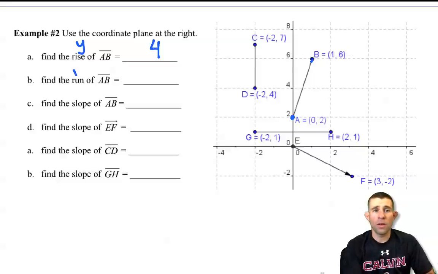Now let's find the run. That's the horizontal change, so I'm going left to right of this segment AB. So here I am at A, and it's at 0.